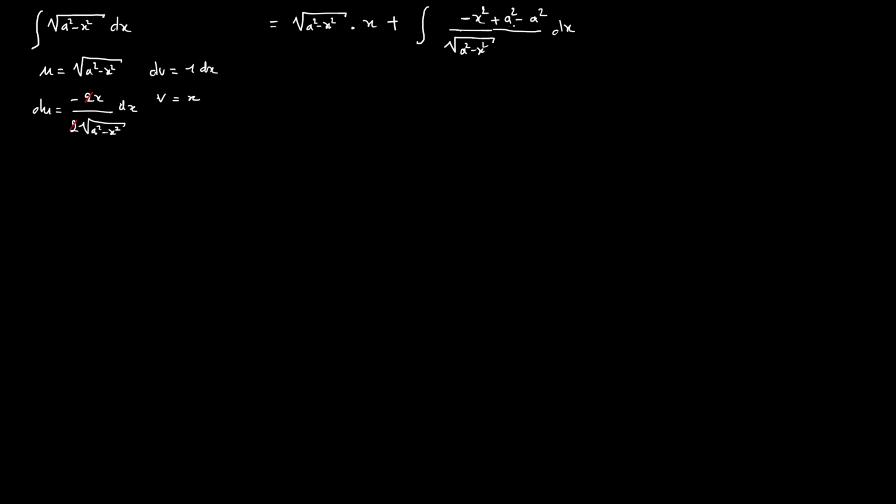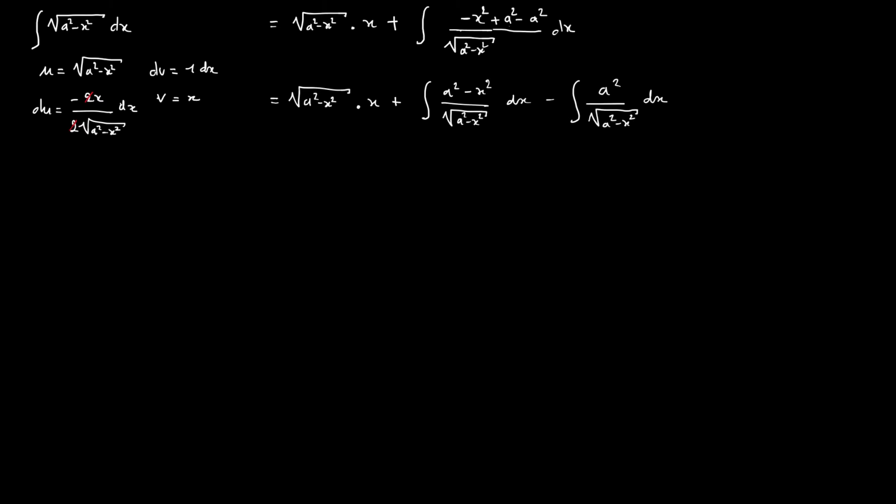Well, let's split this up, because as you remember, when we split integrals up, sometimes that helps. So we get the square root of a squared minus x squared times x, plus the integral of, and I rewrite it already a little, minus x squared over the square root of a squared minus x squared. And then we have already used this part of the a squared, so we still need a little correction: we subtract a squared over the square root of a squared minus x squared dx.